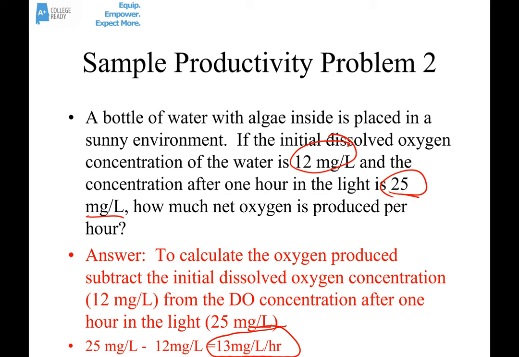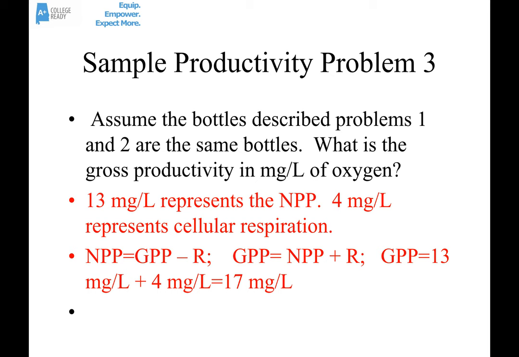But remember, in the light, both photosynthesis and respiration are occurring. So let's look at problem three. Assume the bottles described in problems one and two are the same bottles. What is the gross primary productivity in milligrams per liter? So we use our equation, NPP equals GPP minus R. Let's rearrange that equation and solve for GPP.